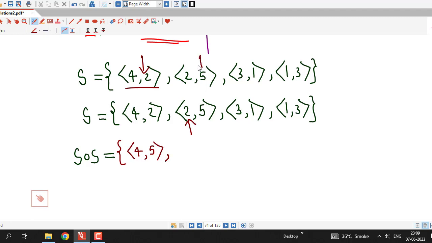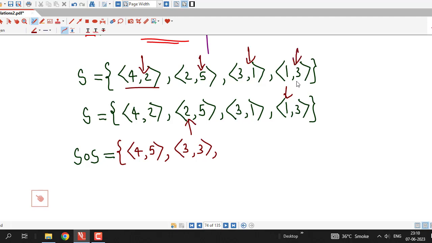Then I have to search for 5 as first component. There is no ordered pair here. Then I search for the ordered pair having 1 as first component. So this is the ordered pair: (3,1) belongs to S, (1,3) belongs to S. So we have (3,3) belongs to S composite S.